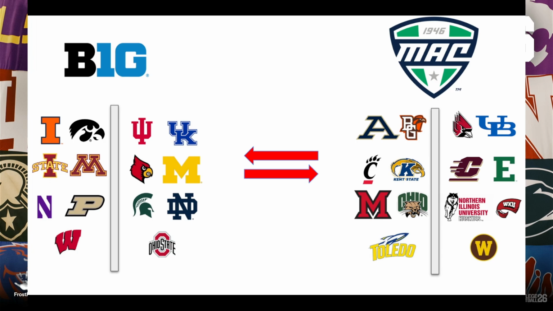And then let's move over. So then you're going to have the Big Ten as the Power 5. And then the lower side of that conference will be the MAC conference. Big Ten is kind of going to stay the same as it's been. Outside of a few changes, you have Illinois, Iowa State, Minnesota, Northwestern, Purdue, Wisconsin. And then on the other side division, you have Indiana, Kentucky, Louisville, Michigan State, Notre Dame, and Ohio State. And then you have the MAC conference.